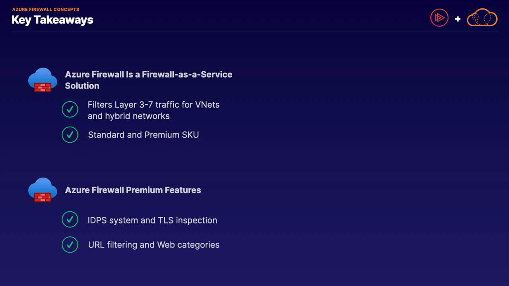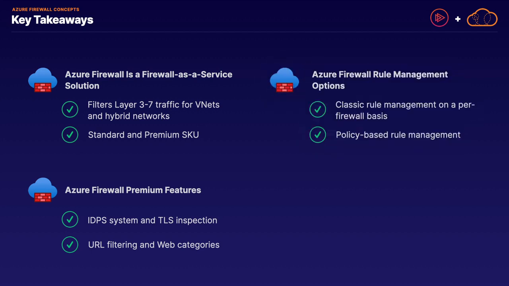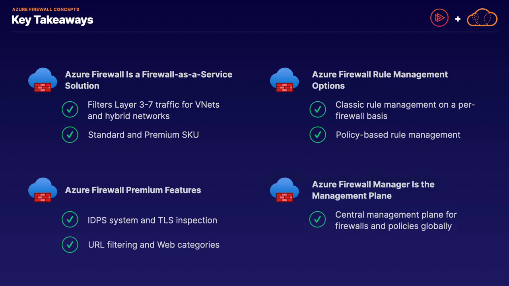We also have the URL filtering and the web categories that we talked about, and they provide us additional features for creating robust rules. And then Azure Firewall, we also have to remember, has multiple deployment methods. We have the Azure Firewall rule management option of classical rules, as well as the policy-based rules that allow us to centrally manage multiple Azure firewalls and Azure Firewall policies for our rule management scheme. And Azure Firewall Manager acts as the management plane for those centrally managed firewalls from that Azure Firewall Global resource.